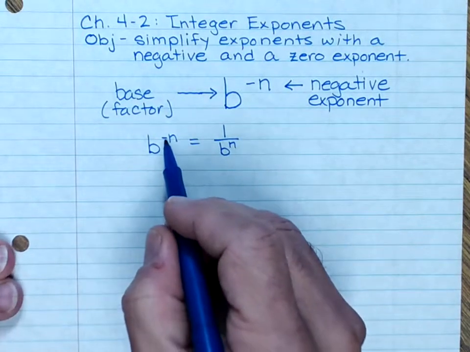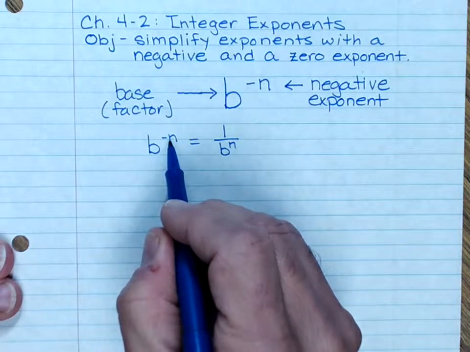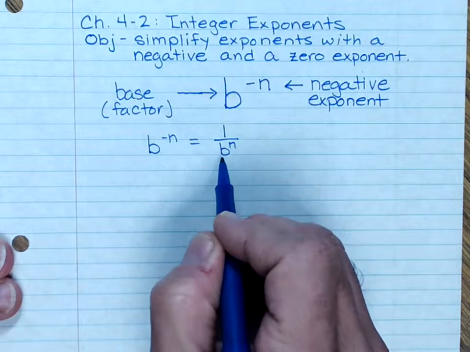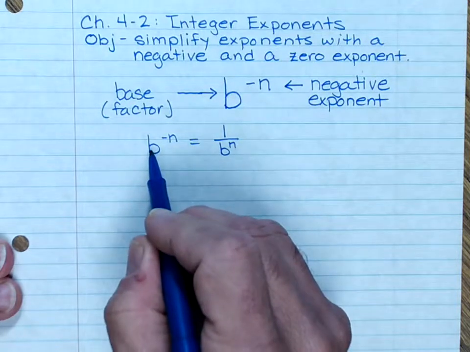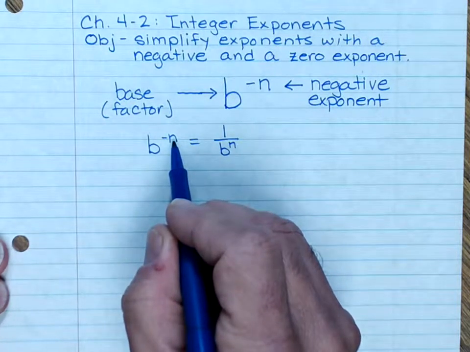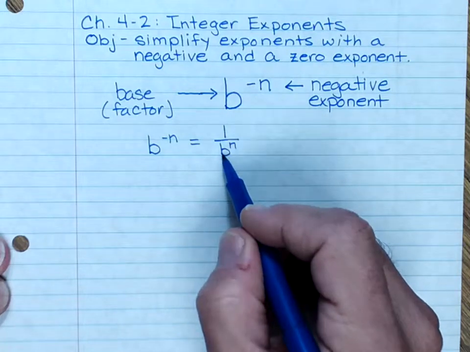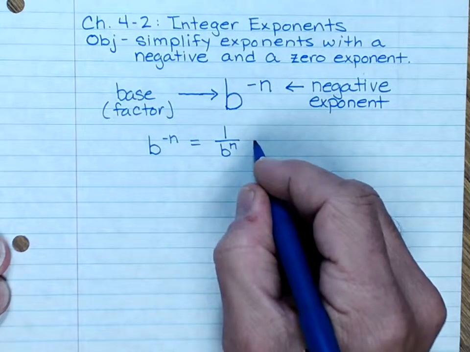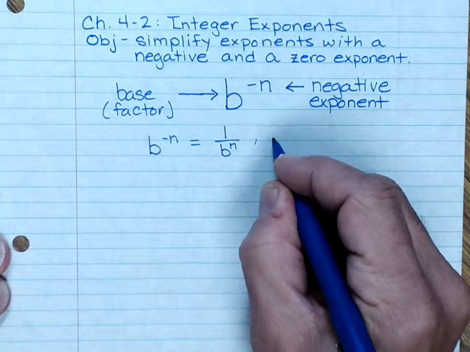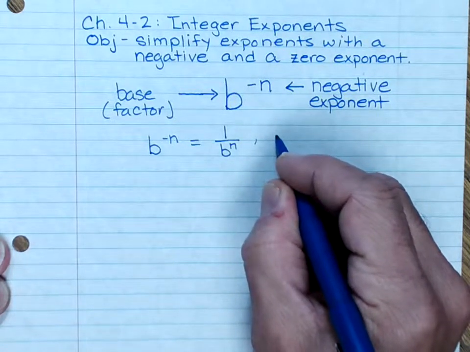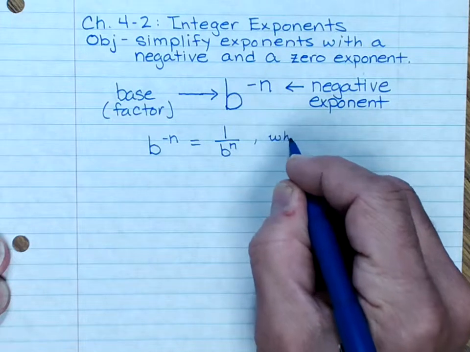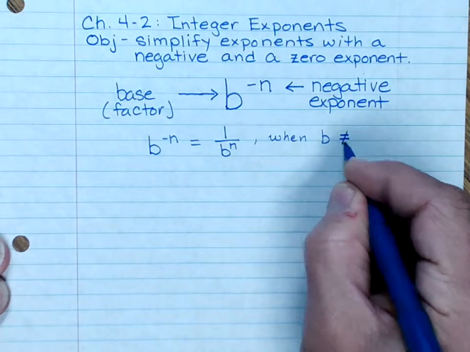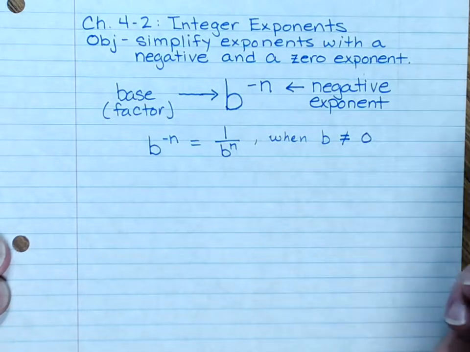If you have a negative exponent and you want the exponent to become positive, we're going to write it as a reciprocal of itself. So instead of b to the negative n power, it's going to be 1 over b to the power of n. Of course, this will only work when b is not equal to 0.